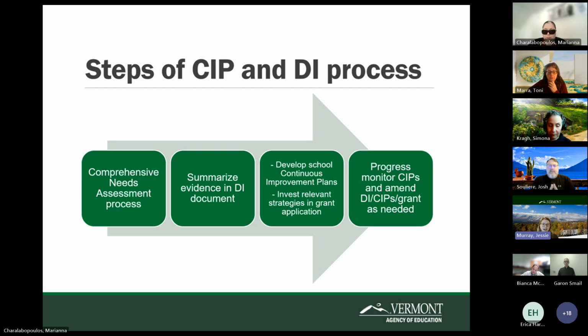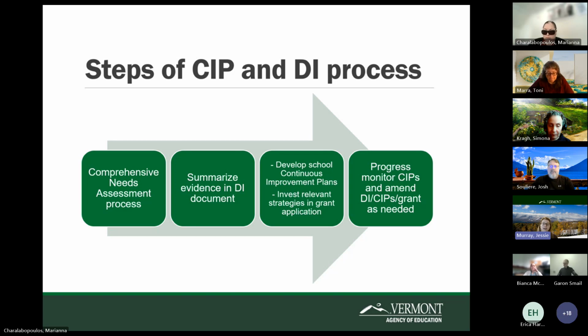And at the same time, sort of simultaneously based on the due dates of when the grant application is open and the timeline of doing the school improvement plans, sort of in conjunction with each other, you're also going to be writing in relevant strategies into the grant application. So you're going to be developing the school's improvement plans, and also then investing those strategies from the school improvement plans into the grant applications.